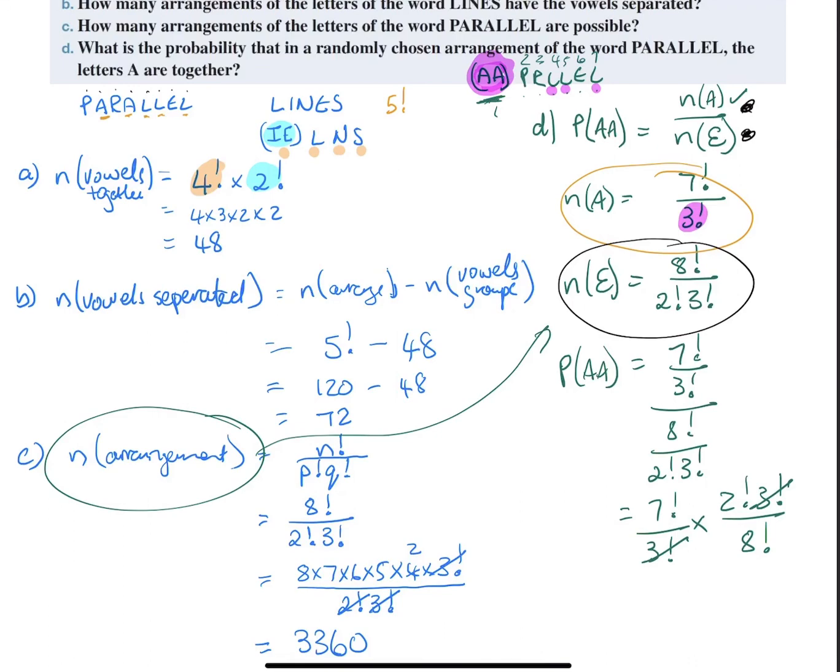I'm just going to write this on the side. 8 factorial equals 8 times 7 times 6, and that's the same as 8 times 7 factorial, which means the 7 factorials cancel and all that's left is the number 8. 2 factorial is 1 times 2. 2 goes into itself once and 8 four times. So I have an answer of 1 in 4. So there's a quarter chance that if I randomly choose the word parallel, the letters AA are together 25% of the time.